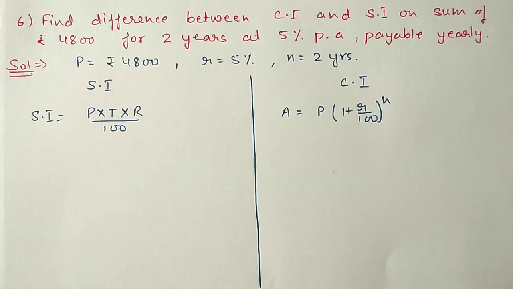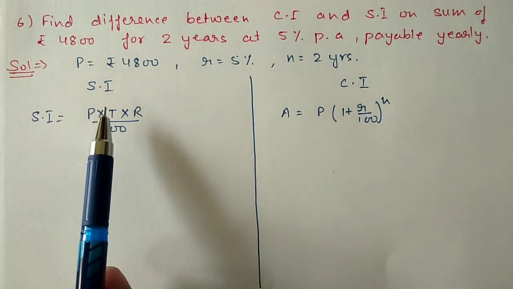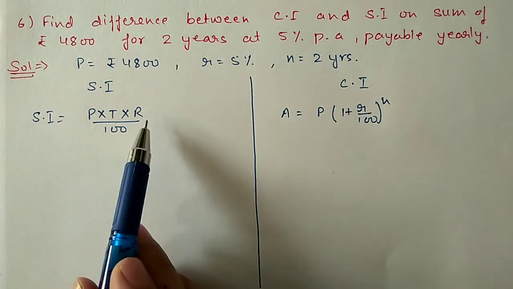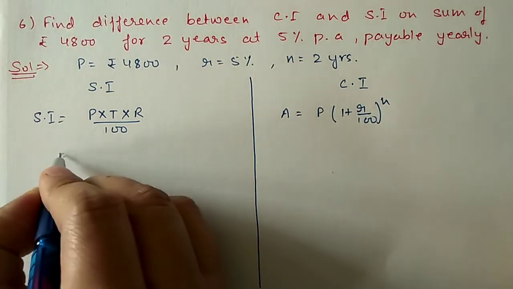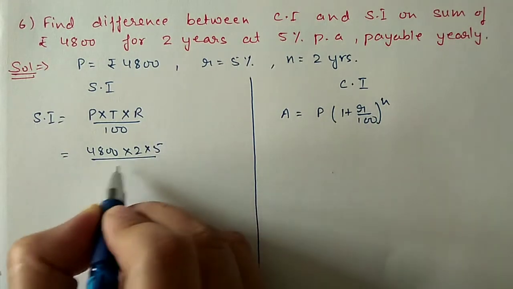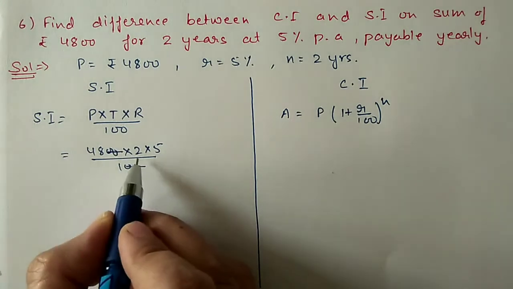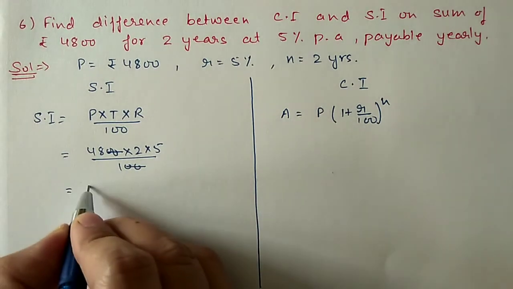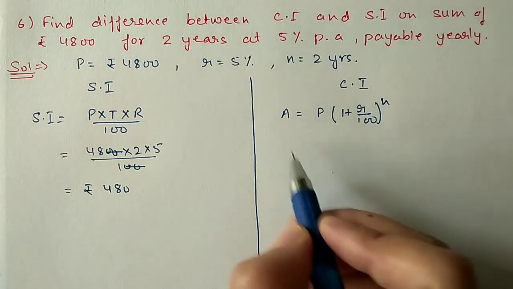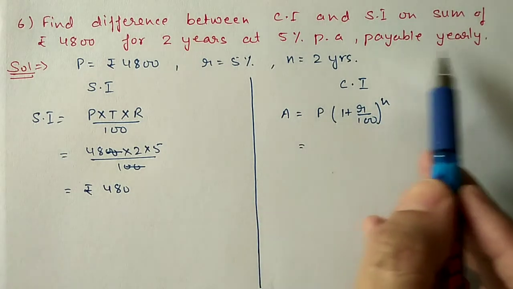Next, question number 6. Find difference between compound interest and simple interest on sum of 4,800 rupees for 2 years at 5% per annum payable yearly. So we have to find out simple interest and then compound interest, and then we will take the difference between them. Simple interest with the help of formula PTR by 100. P is given 4,800 rupees, time is given 2 years, and rate of interest is 5 divided by 100. 2 zeros you can cancel, 2 5s 10 and 10 into 48, 480 rupees is the simple interest for 2 years.